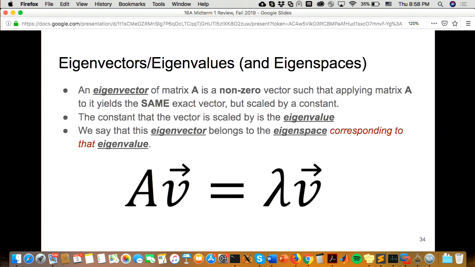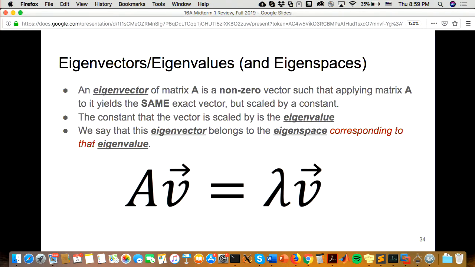So, an eigenvector of a matrix A is defined as a non-zero vector such that when I apply the matrix on that vector, it yields exactly the same vector scaled by some constant. That constant is the eigenvalue. We say that this eigenvector belongs to the eigenspace corresponding to that eigenvalue. Okay? So, the eigenspace that we've been talking about has an infinite number of those vectors, eigenvectors, all of which correspond to a certain eigenvalue. It's really important to understand that they go in pairs. Okay? So, essentially, what I'm going to show now is how to find these pairs.